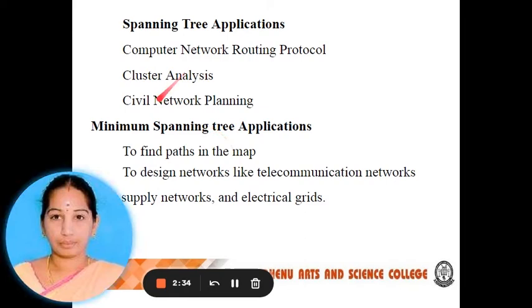These are the applications of spanning tree and minimum spanning tree. Spanning tree works in routing protocols, clustering analysis, and civil network planning. Minimum spanning tree is used to identify paths on a map, in telecommunication networks, supply networks, electrical grids, and networking protocols like that.